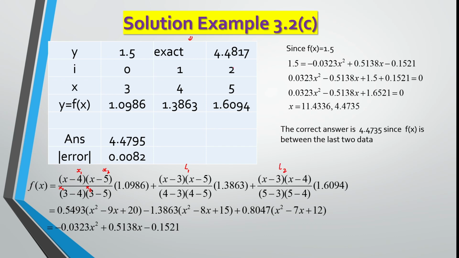So this is L1, and this is L2. L2 is standing here: x minus 3, x minus 4, and in the denominator replace x by x2, which is 5. Then this is y0, y1, y2. Then you get 1.0986 divided by 3 minus 4, 3 minus 5, and you'll get this value.